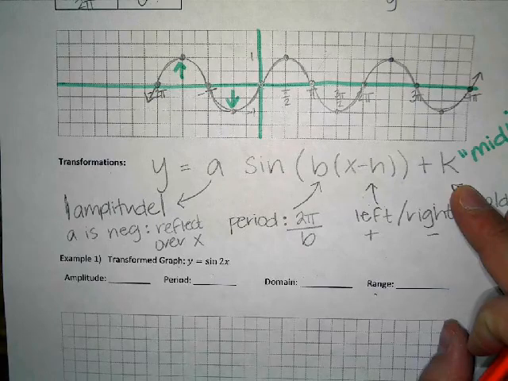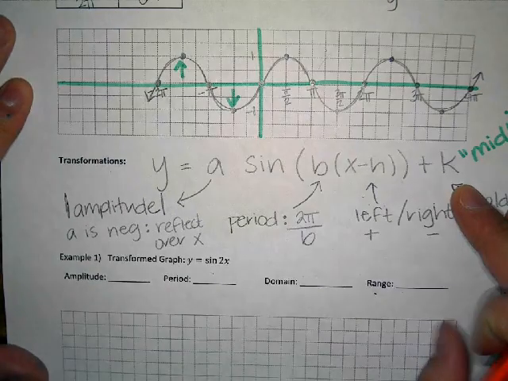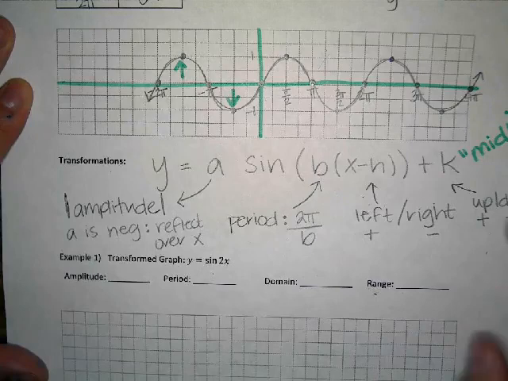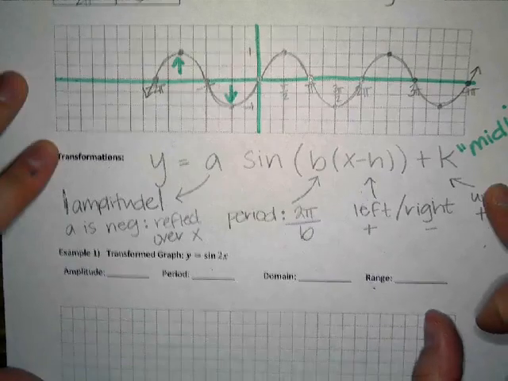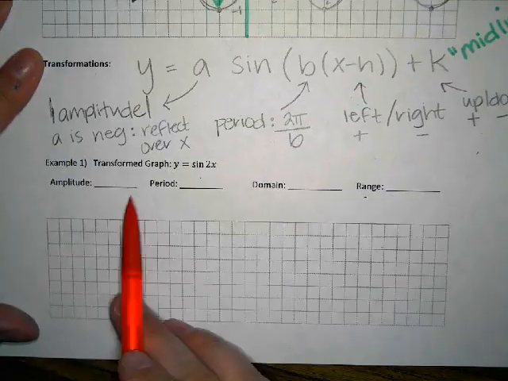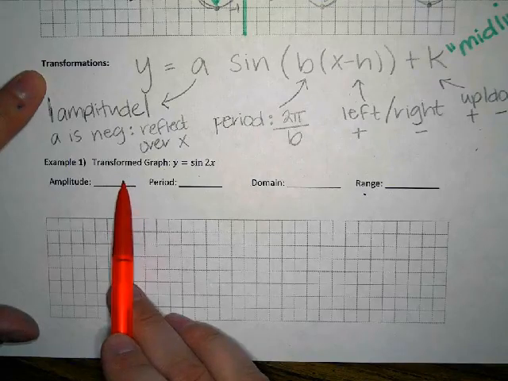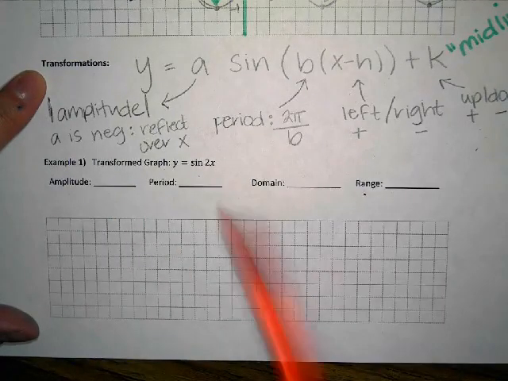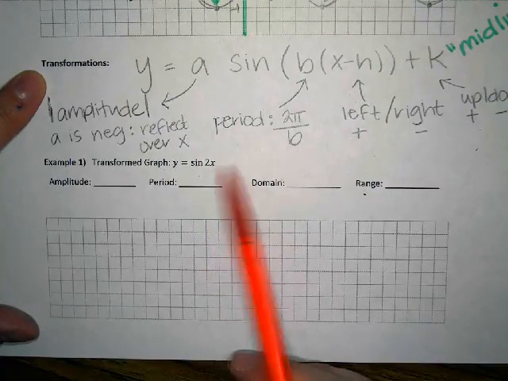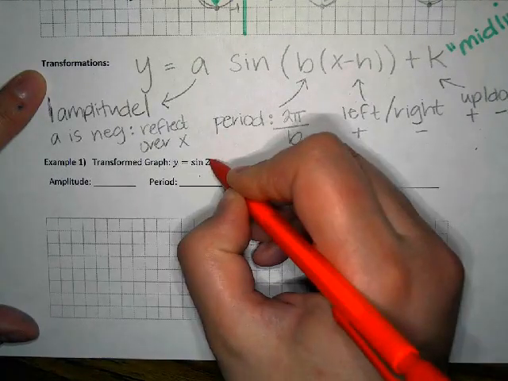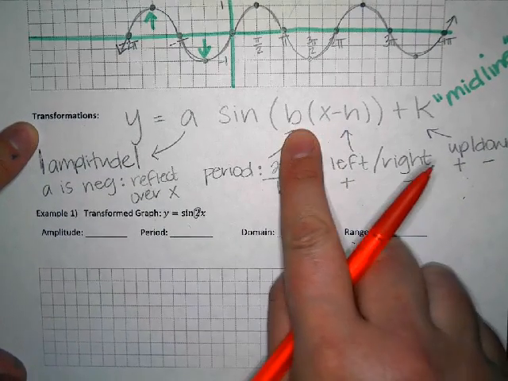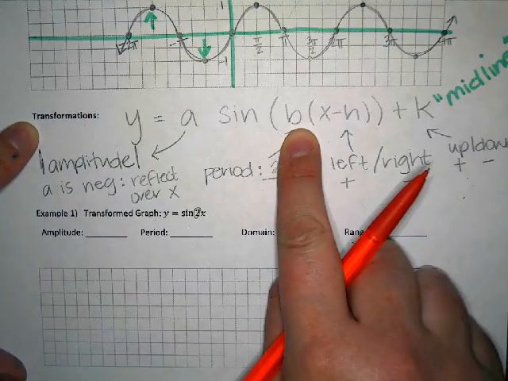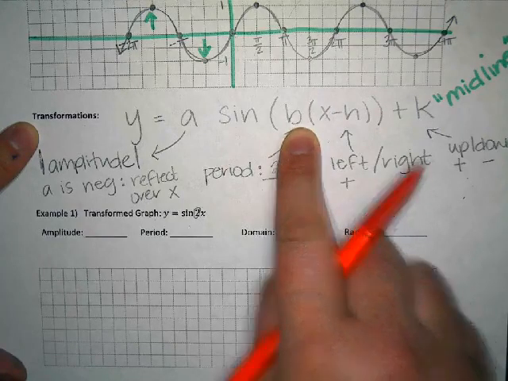All right. So let's go ahead and try a couple examples. So for this first one, we're taking the previous graph that we did, which was y equals sine x, and we're going to do sine 2x. So the 2 is a number that is in front of the x, which means that the 2 is a b value. So it's not a number in front of the sine, it's not an amplitude change, it's a b value, so it's a period change.